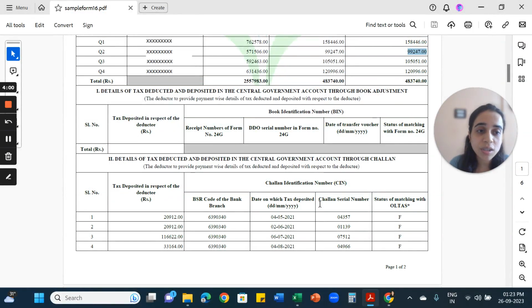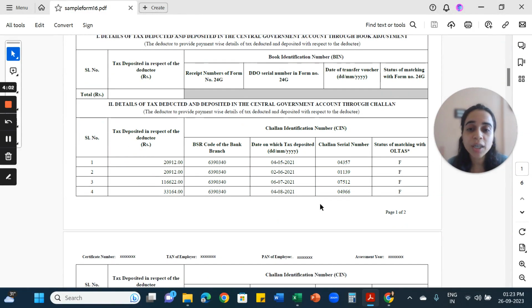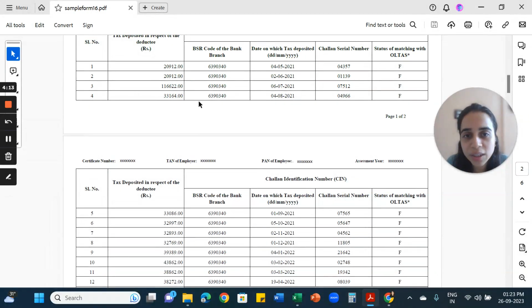All right, one thing is very important. If you change your job, then both the employers will give you Form 16 separately, because they have deducted their own TDS and they have all the details with you.